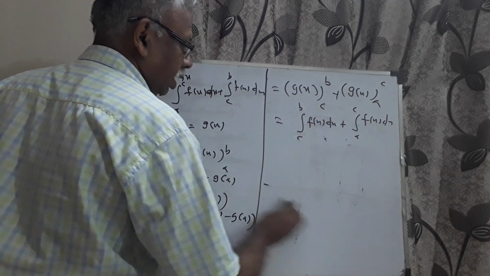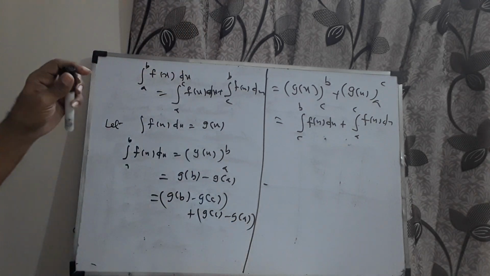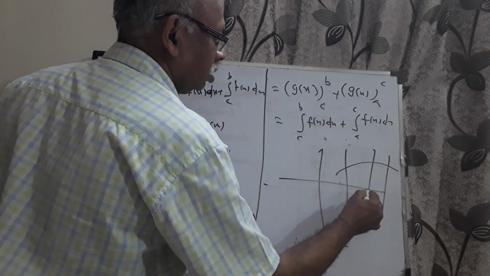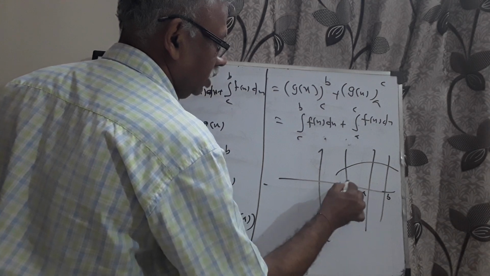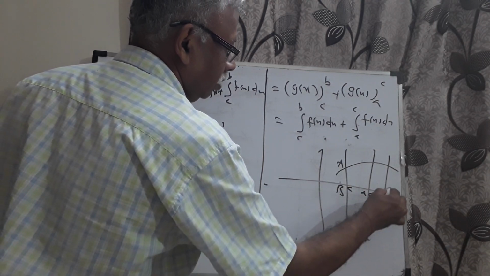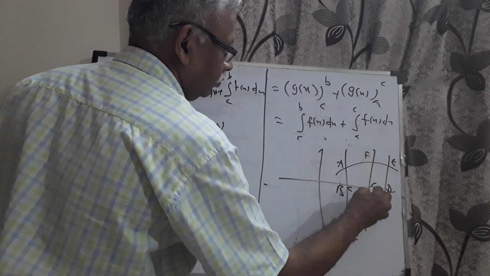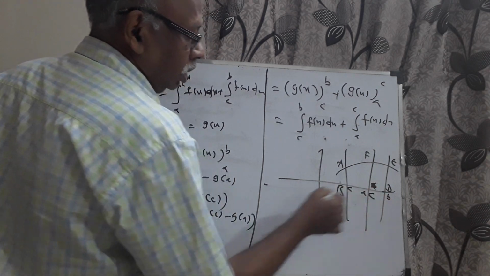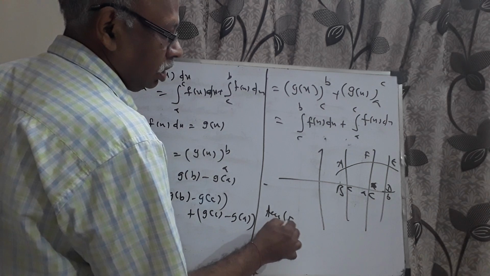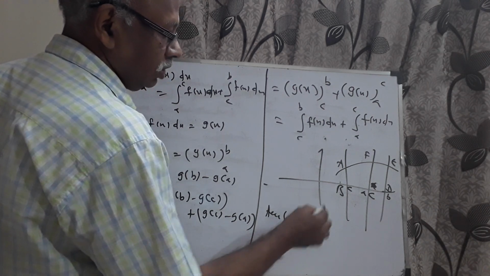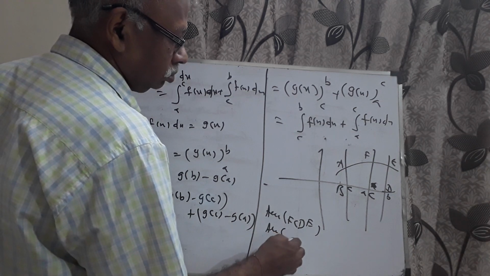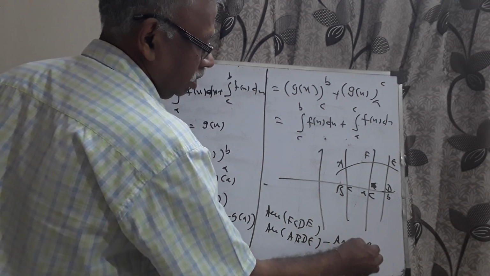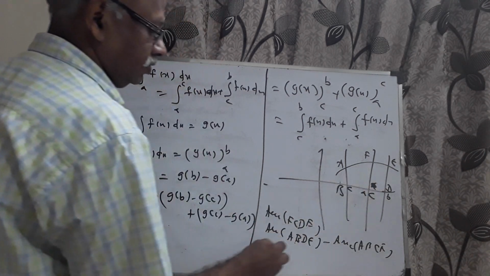Okay, let me imagine c is to the left of a. Just see here. This is my a, this is my b, this is my c, let us say. Let me mark the points as usual: A, B, C, D, E, let us say F, G. C is already written here. Now, the area from a to b can be written as the area CFDE minus area ABCF. This is how the whole area minus this area we can write.